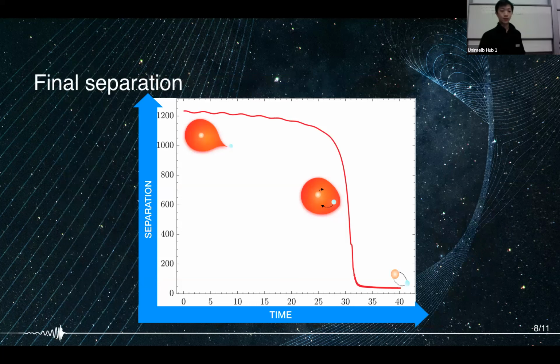So I'll now show some quantitative results, which is, again, just a separation-time curve. So it plots the separation between the core of the donor and the companion as a function of time. So the initial flat bit corresponds to where the companion is still outside the envelope. And there's a rapid drop-off that occurs after the plunge-in when the companion enters the envelope and feels a lot of drag force. And the final separation is given by this end bit here, which determines the final state of the common envelope.